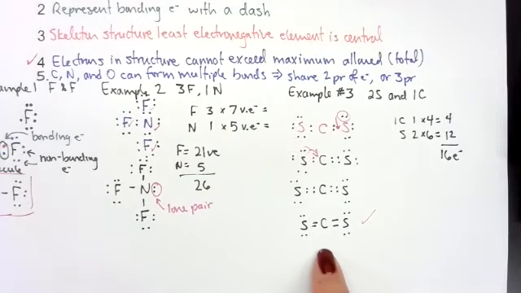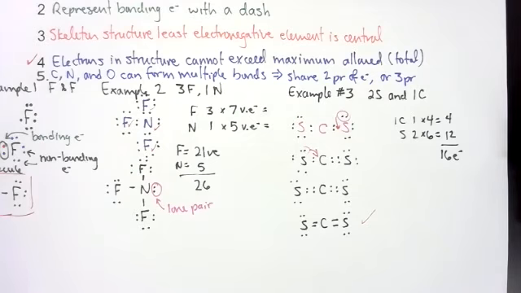Again, to review what we looked at in this example, we have 2, 4, and now I count these dashes as 2. So I have 2, 4, 6, 8, 10, 12, 14, 16. And I have to check for octet. Sulfur has 2, 4, 6, 8. Sulfur has 2, 4, 6, 8. Carbon has 2, 4, 6, 8. So this is a good Lewis structure.